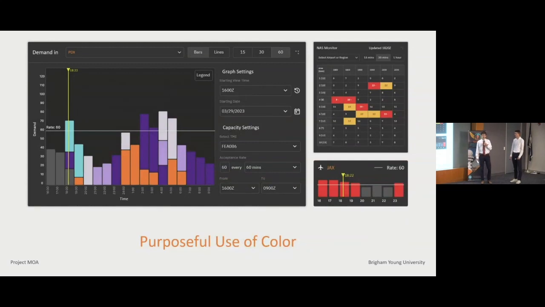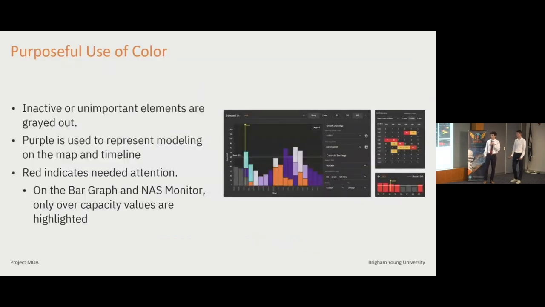So to fix this, we came up with 2 solutions. Our first is a more purposeful use of color. The current system, as shown before with the bar graph, uses a little too much color, and much of it is clouding the signal and diluting the meaning of the actually important color.